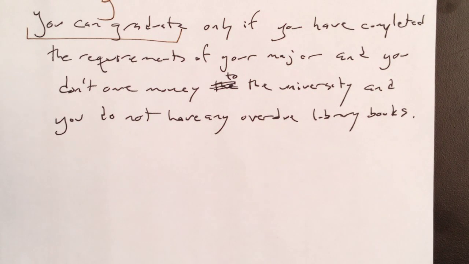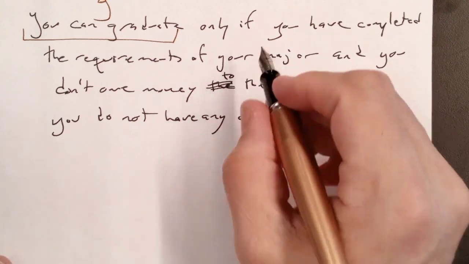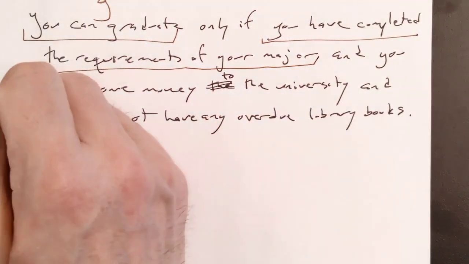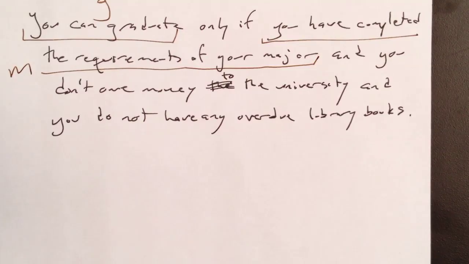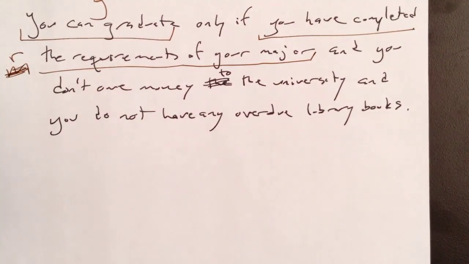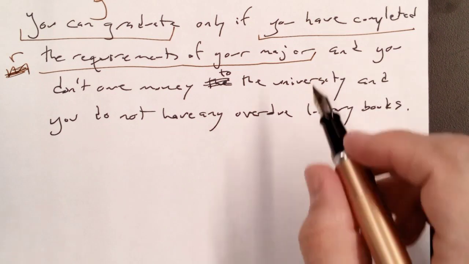Roman. Completed the requirements of your major. You have completed the requirements of your major. M. Major. Make sense? No, I don't want to use that because the next one is about money. Let's use M for money. Let's call this one R for requirements. But the next sentence is an and, so I'm going to stop there.